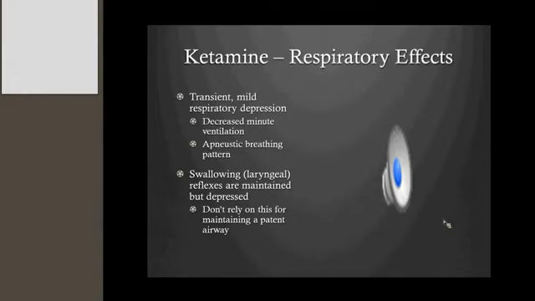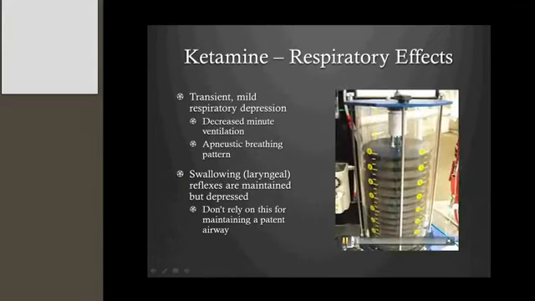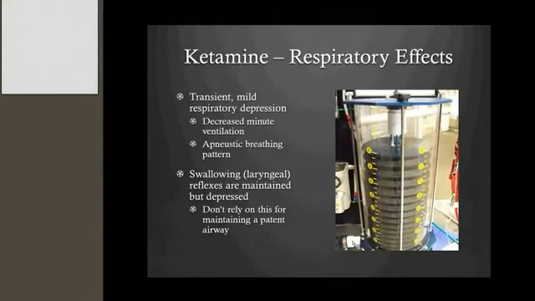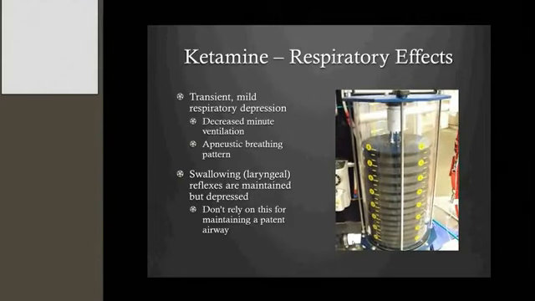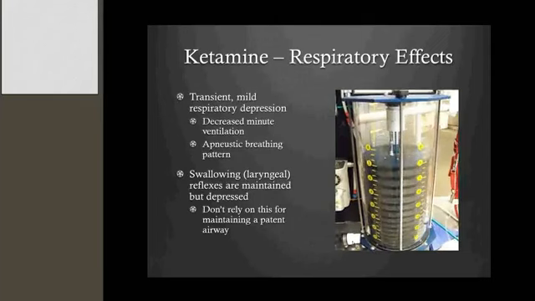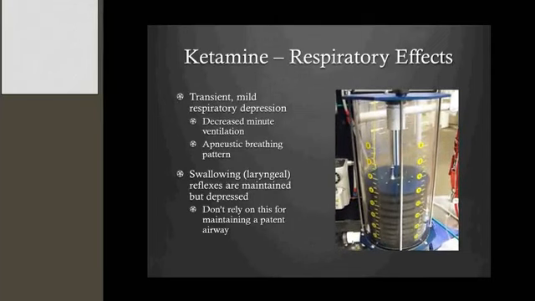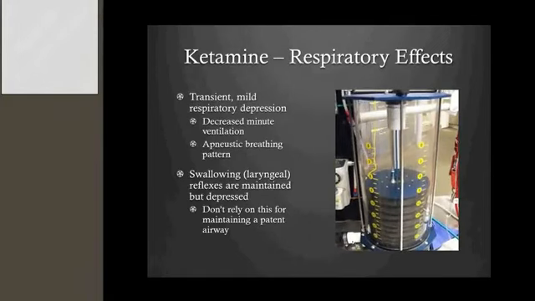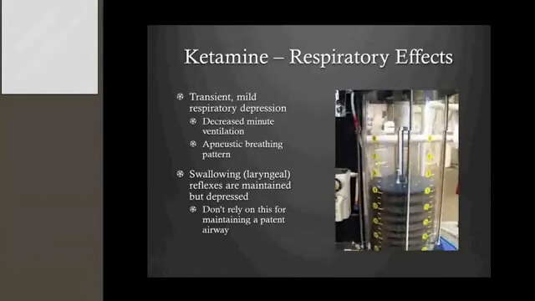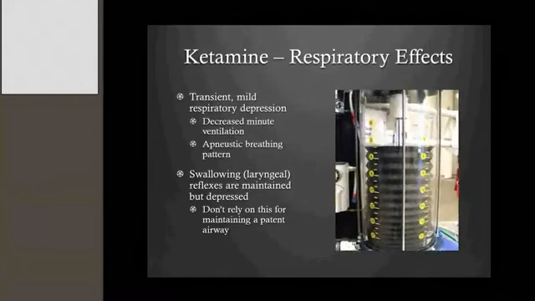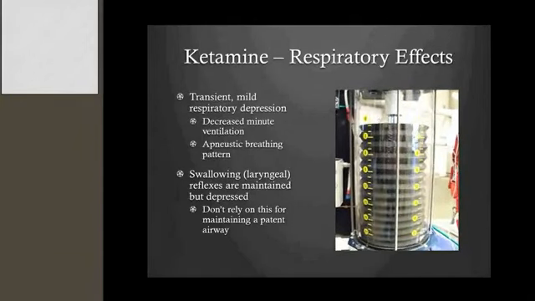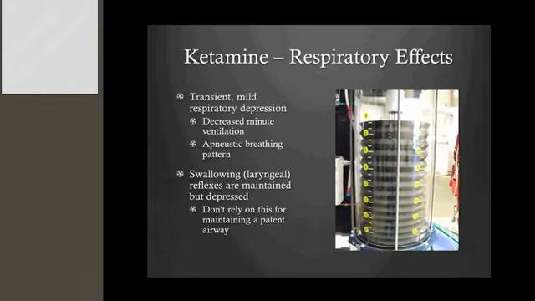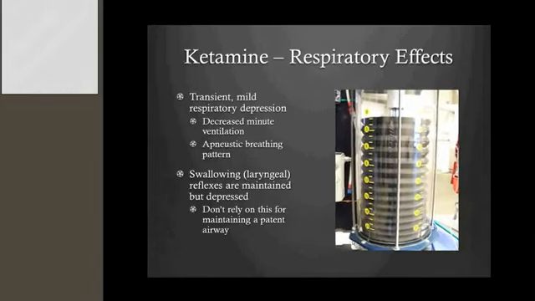This particular video has a horse hooked up to this anesthetic circle, and this is a bellows. The horse is going to take a breath in and the bellows is going to go down, and when the horse breathes out, it's going to come back up. So breath in, and they kind of hold it. That's kind of a long inspiration for an anesthetized patient. Then they breathe out a little bit, breathe in again, and then exhale. That's a very characteristic apneustic breathing pattern. Swallowing and laryngeal reflexes are maintained but depressed, and like I said, you shouldn't rely on this for maintaining a patent airway.